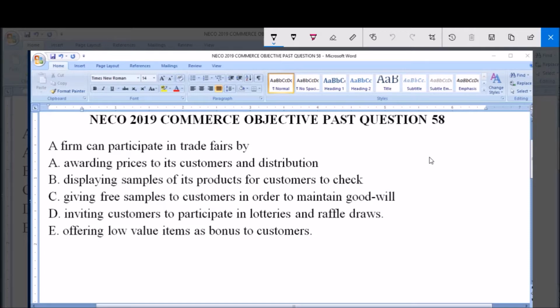A firm can participate in trade fairs by: A. Awarding prices to its customers and distribution. B. Displaying samples of its products for customers to check. C. Giving free samples to customers in order to maintain goodwill. D. Inviting customers to participate in lotteries and raffle draws. E. Offering low value item as bonus to customers.